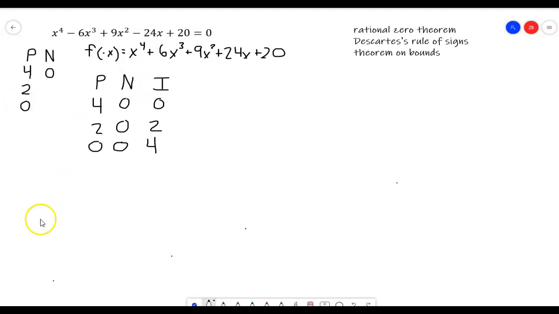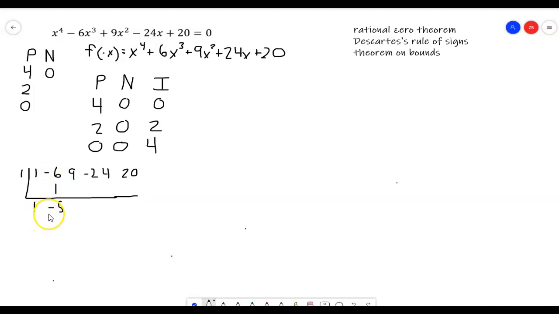So let's just do one of those. If I start with a 1 here in my synthetic division, and so this is 1, -6, 9, -24, and 20, right? And I'm just going to go until I get a negative down here. So you bring down the 1. 1 times 1 is 1. 1 plus -6 is -5. So right away I get a negative there.